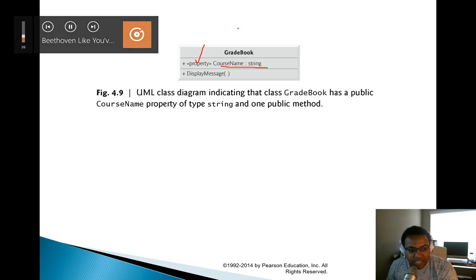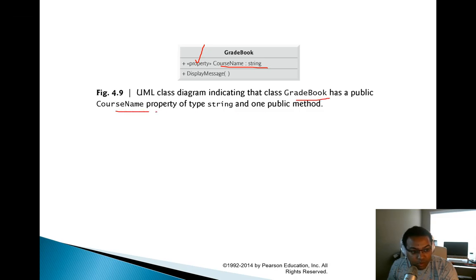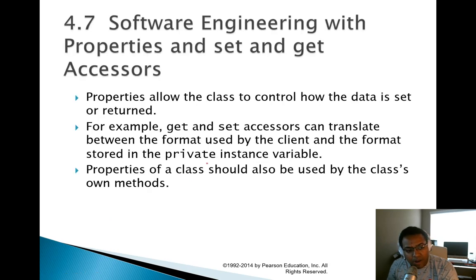UML class diagram indicating that class Gradebook has a public CourseName property. Notice that you don't see the private variable. Now it should be there, but it's not there right now. But it does show that the property CourseName of type string exists, and it shows that the DisplayMessage method also exists. Properties allow the class to control how the data is set or returned. We talked about this. For example, get and set accessors can translate between the format used by the client and the format stored in the private instance variable.